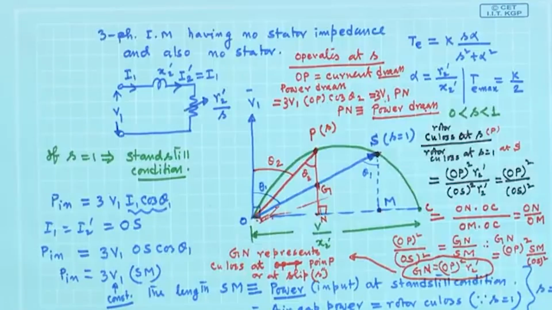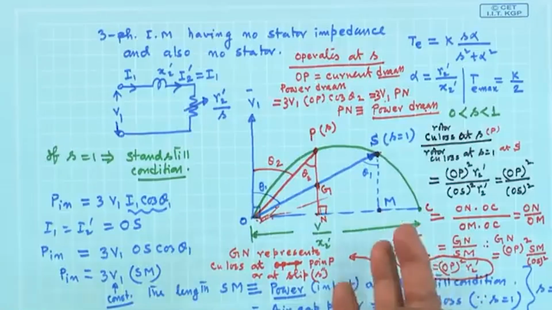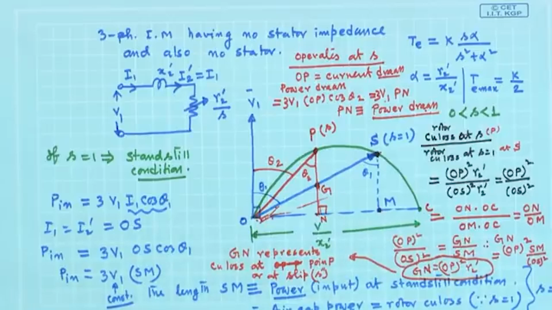So, this is the very basic thing, and based on that we will next develop the circle diagram of an induction motor where all the parameters are not neglected, stator and rotor parameters I will take into account, and draw the complete circle diagram of the induction motor in the next lecture.